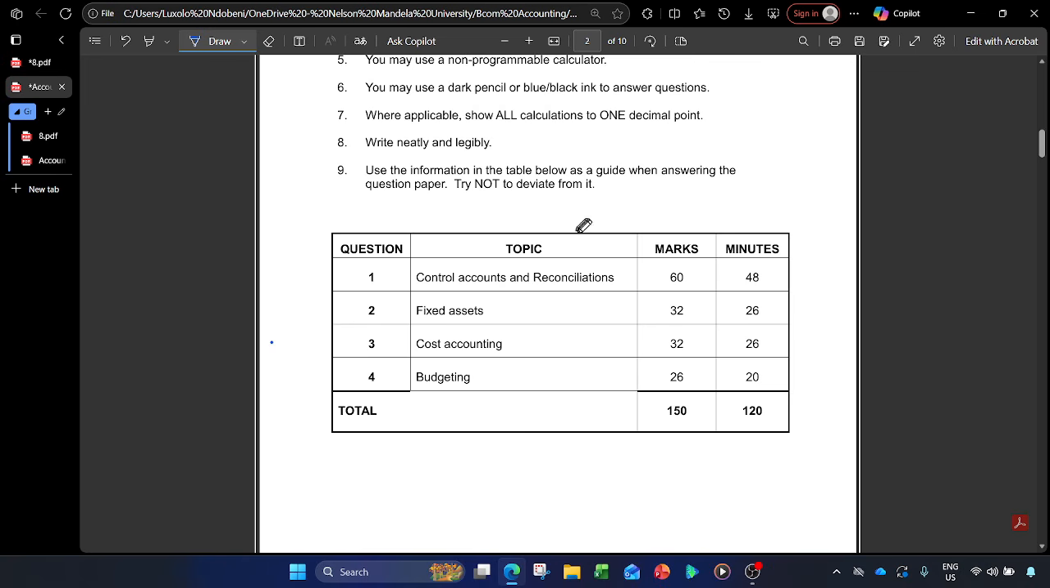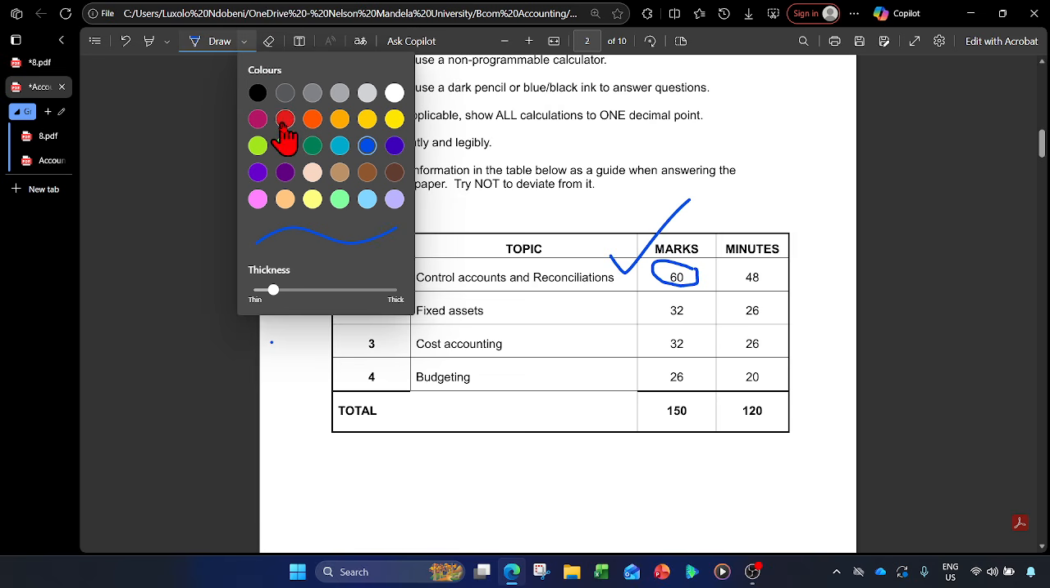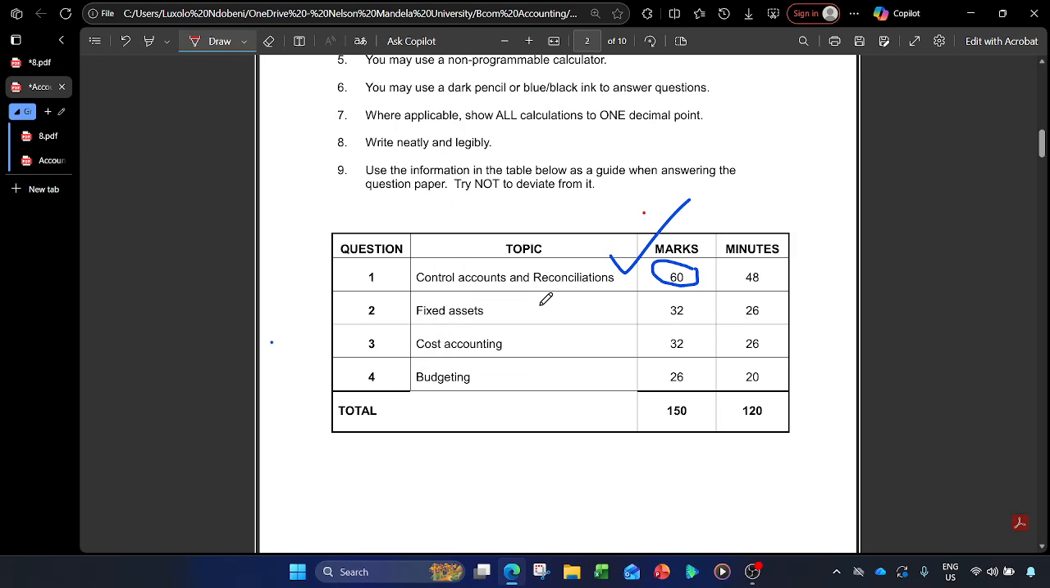Firstly, on question 1, they will have the reconciliation. So it's creditors reconciliation, debtors reconciliation, and bank reconciliation statement, and they will be equal to 60 marks, right? So just know that reconciliation in your paper 2 will be the one that has more marks. Then the other thing that will have more marks is the fixed assets, which is also examinable in paper 1, and cost accounting and the budgeting. So these are the only 4 topics that are examined in your accounting paper 2, right?